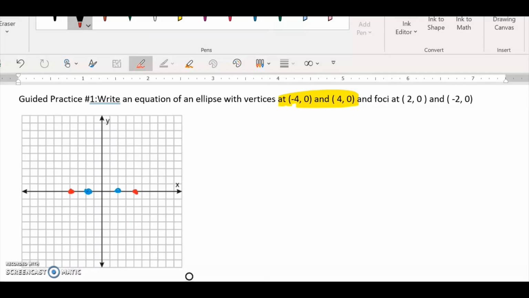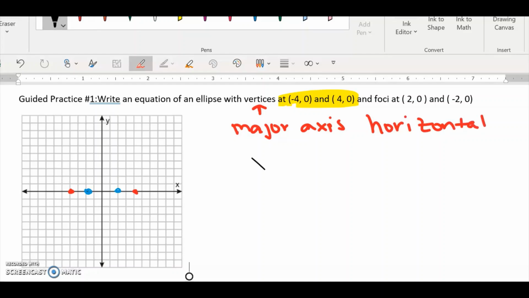So vertices are only on the major axis of an ellipse. Since our vertices are horizontal, this is a horizontal ellipse, different than our first example. Because it's a horizontal ellipse, I know I'm putting x squared first in the equation, whereas in our first problem, we had y squared first. And again, these equations are always equal to 1.